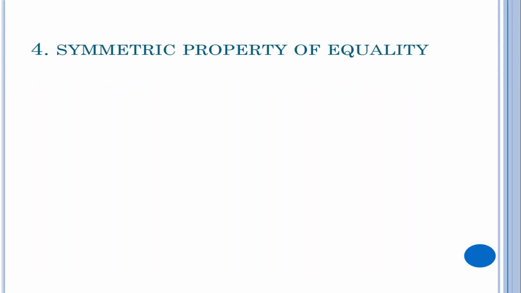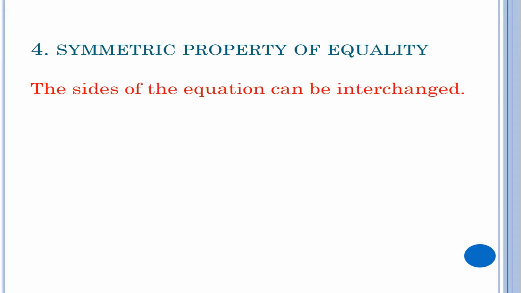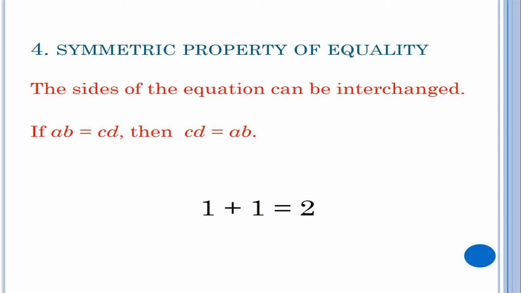The fourth property is the symmetric property of equality. The sides of the equation can be interchanged. If A times B is equal to C times D, then C times D is also equal to A times B. For example, we have 1 plus 1 equals 2. Similarly, we also have 2 is equal to 1 plus 1.